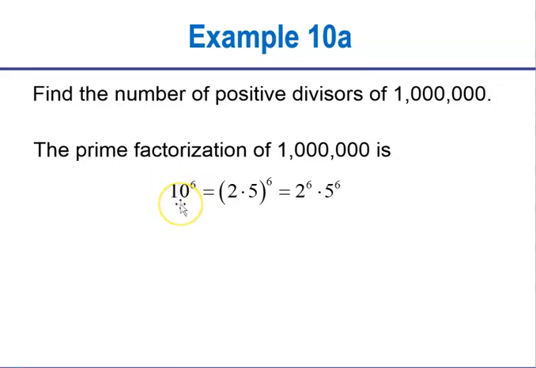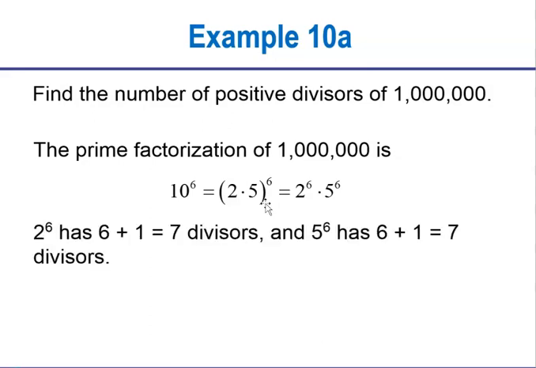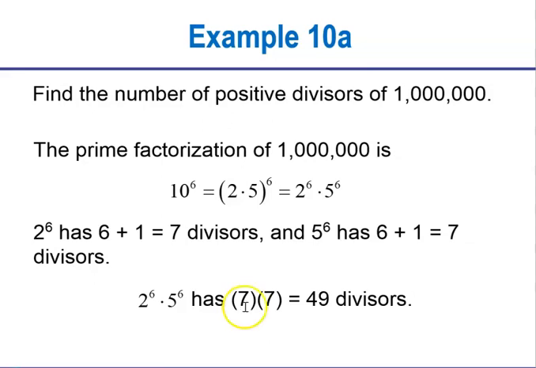The 10 breaks down into 2 times 5. That's 2 to the 6th times 5 to the 6th. And then 2 to the 6th, remember, has 6 plus 1 equals 7 divisors. The 5 to the 6th also has 6 plus 1 equals 7 divisors. And then using the fundamental counting principle, you could say 7 times 7 is 49 divisors. And again, informally, we talked about anytime you have an odd number of divisors, you're dealing with a perfect square.